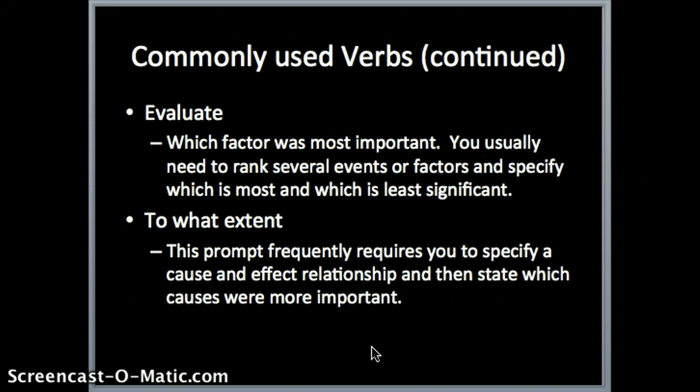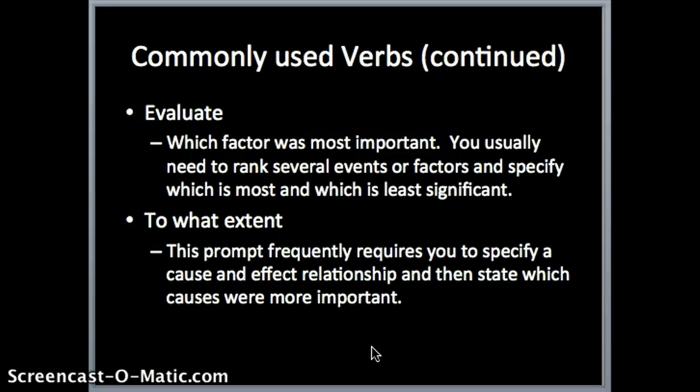So let's take a look again. Evaluate. Which factor was most important? You usually need to rank several events or factors and specify which is most and which is least significant. Evaluate is really important. It's a higher order thinking skill, and what it means is that you have to discern, you have to judge between many different factors.